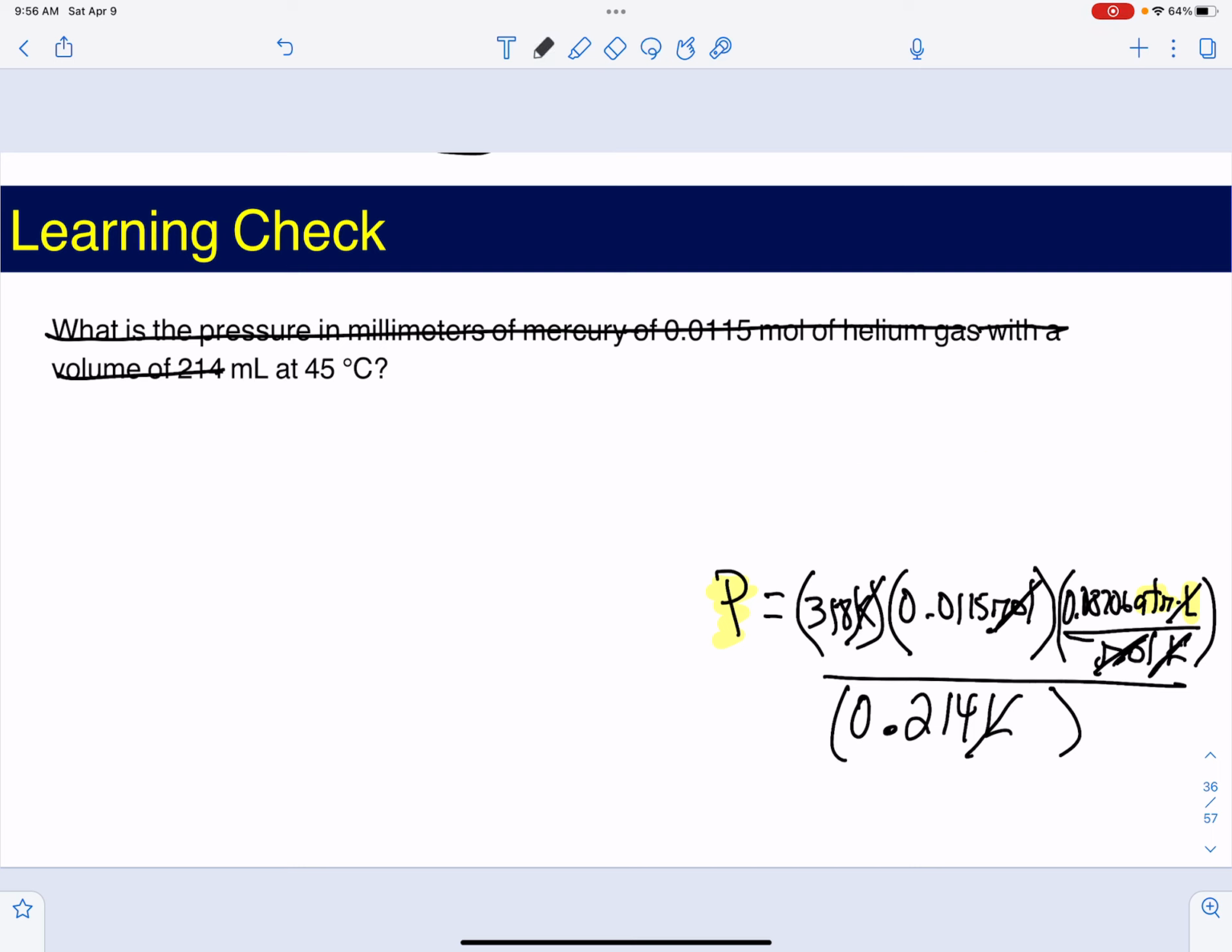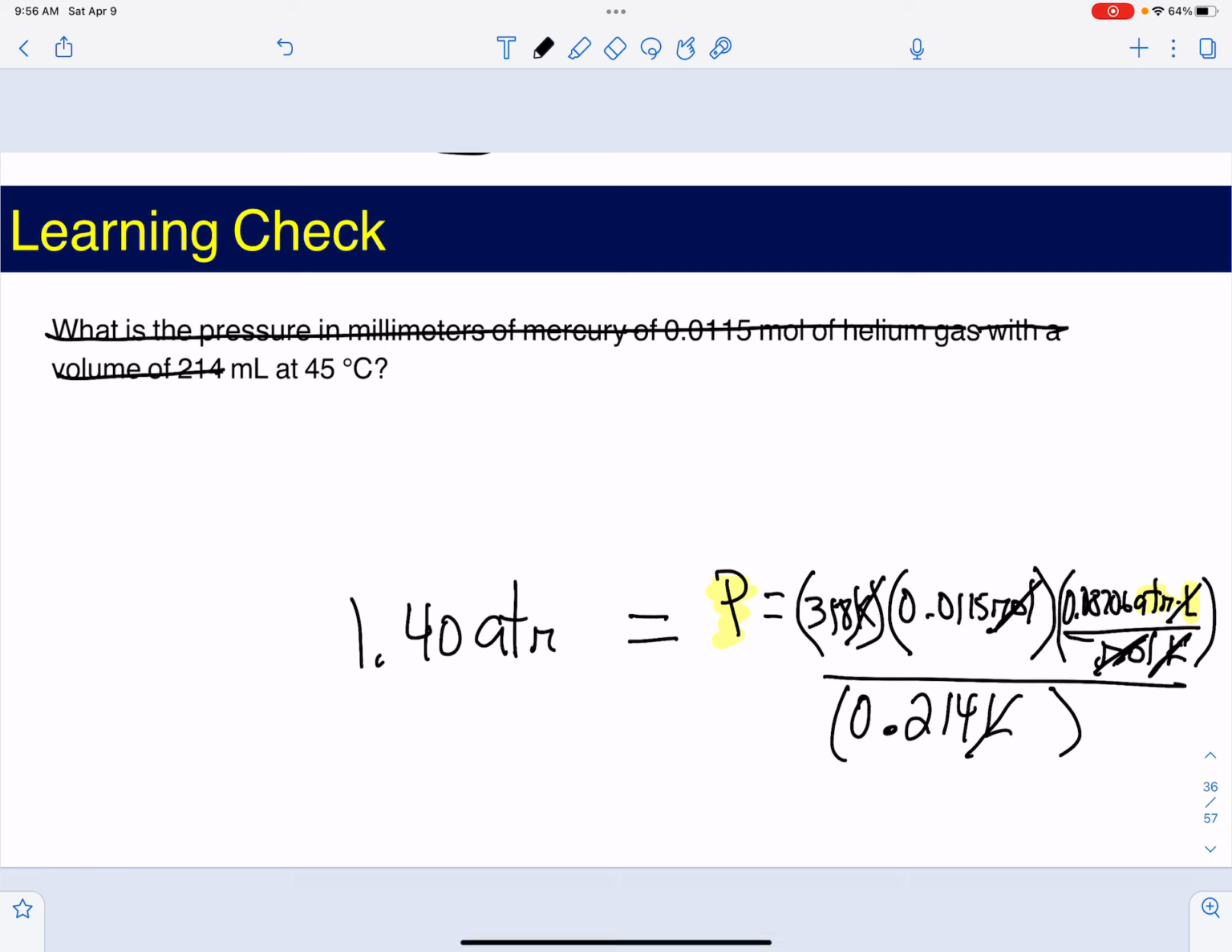So now that we have that, it's just a matter of putting it in the calculator. So we're going to have 318 times 0.0115 times 0.08206 divided by 0.214, and that's going to give us 1.40 atmospheres.